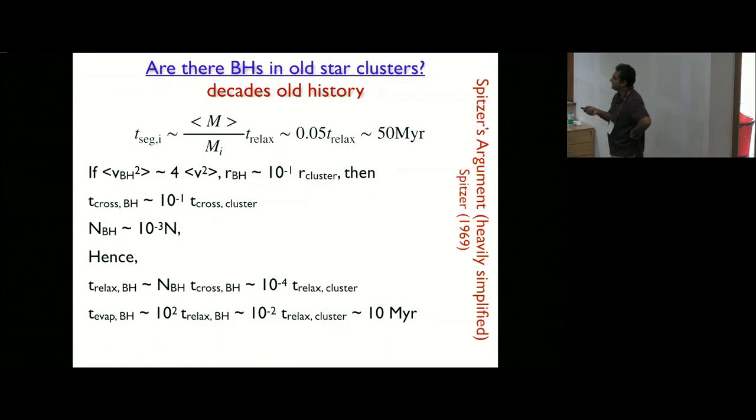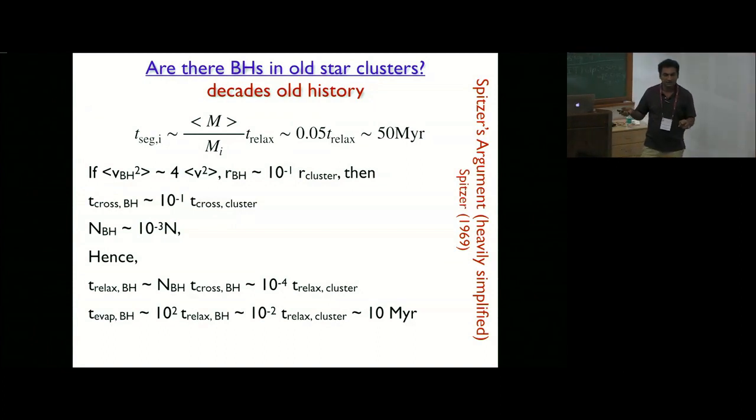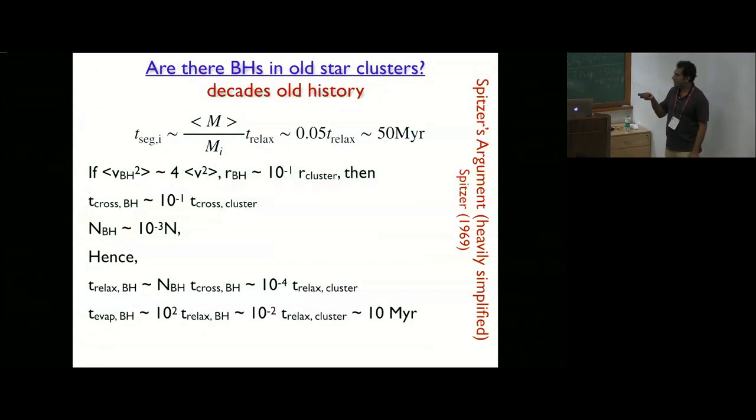And this was first pointed out by Spitzer in 1969. His analysis was a lot more complicated and more rigorous. This is the famous Spitzer instability, but for black hole subclusters. But if you don't care about the details, this is roughly what the argument is. So black holes sink to the center rapidly, and they evaporate rapidly.